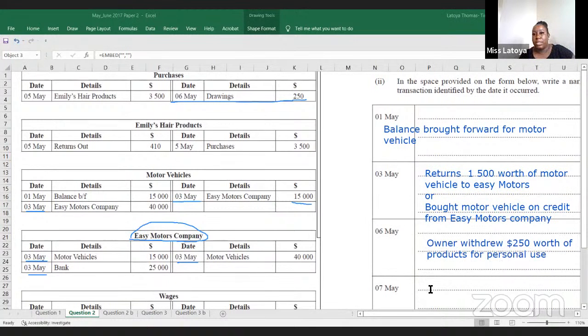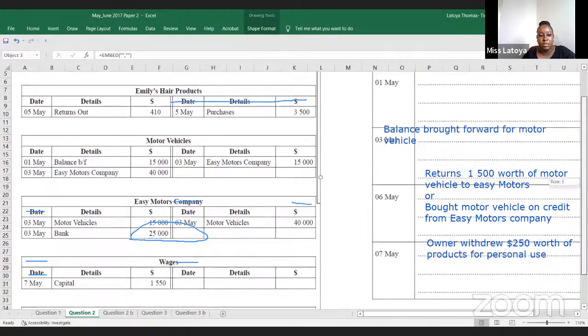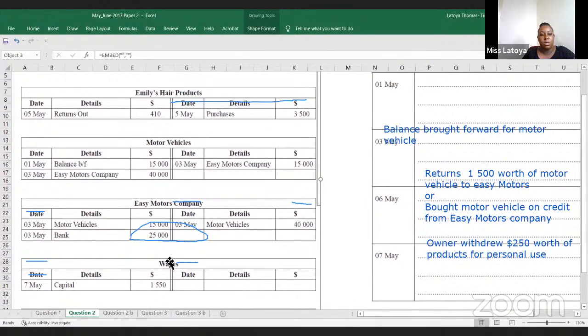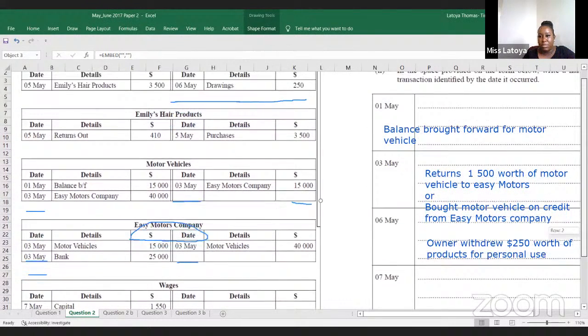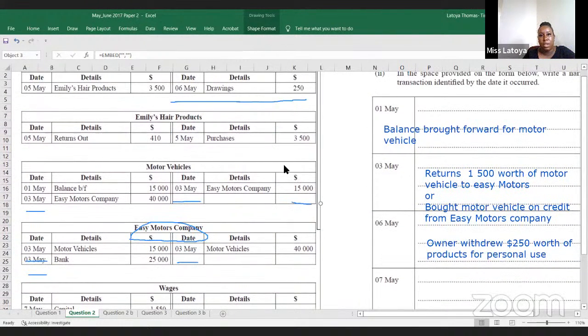Okay. The last one is the 7th of May. Let's see what happened on the 7th of May. Scrolling down towards that. On the 7th of May, in the wages account, we see a debit entry of $1,550. So a narrative that can work for this is that the owner took out $1,550 of capital to pay wages. All right. So that narrative can work for here. Let's write that in.